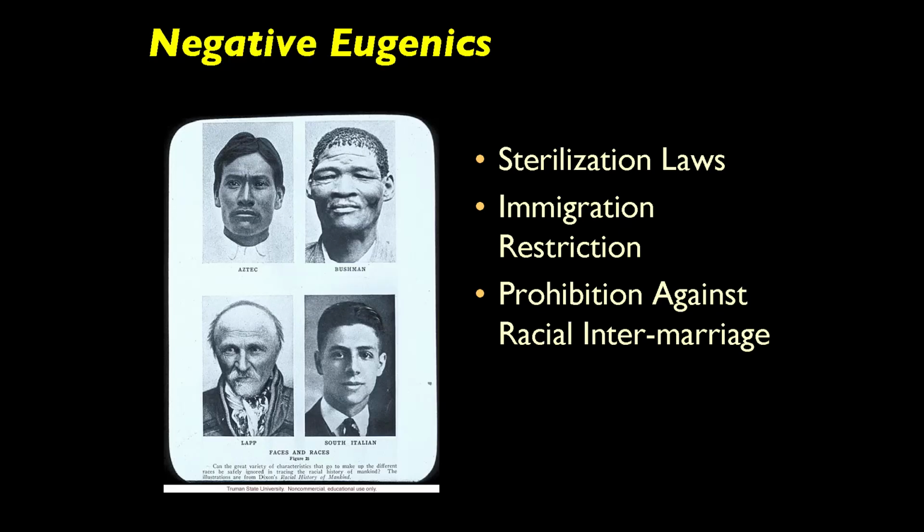So negative eugenics dealt with sterilization laws. These laws were passed. Immigration restriction happened. Prohibition against racial intermarriages happened. So if you thought all of this was a joke, it wasn't, because all these ideas were legislated and acted upon in the US. Next time you're traveling in US, they tell you about your caste system in India. Please remind them about this lecture.